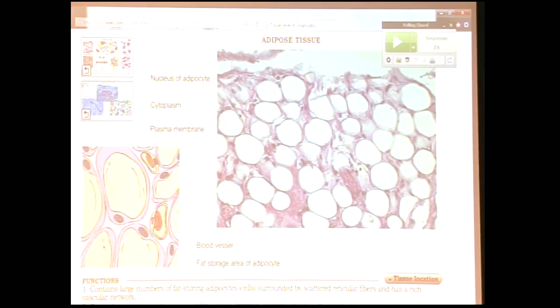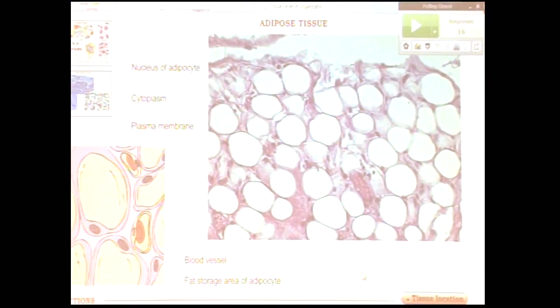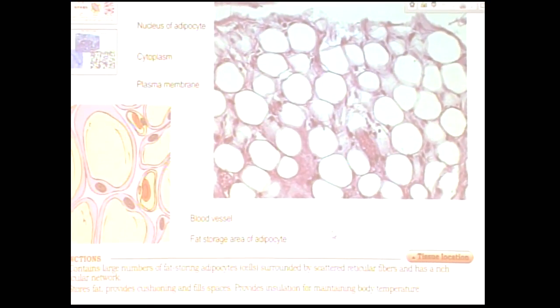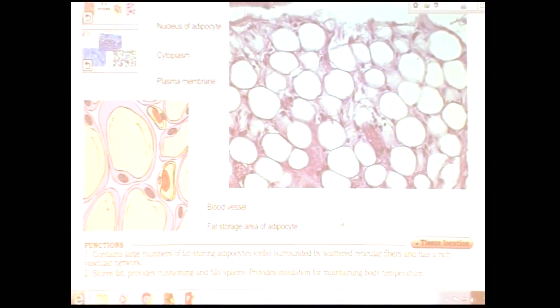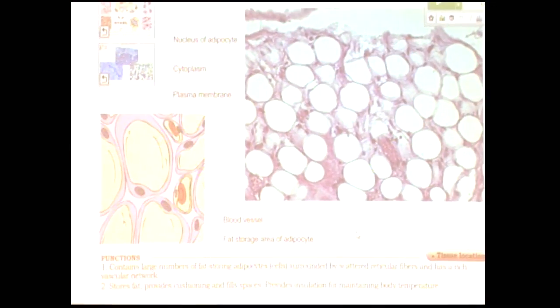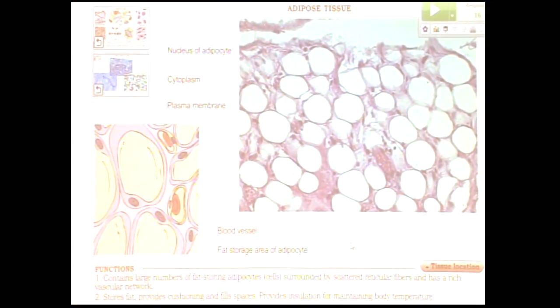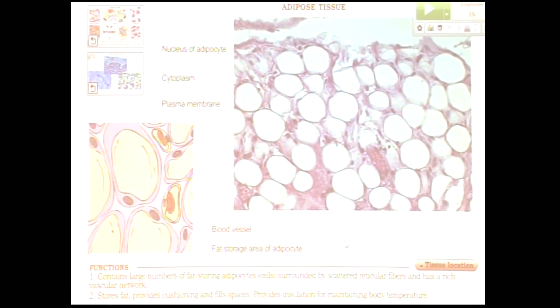So adipose tissue is obviously where you have big fat stores. And it also provides cushion. So, for example, there's a whole bunch of adipose tissue behind your eyeball, so that if somebody smashes your eye, it kind of has some cushion behind it and doesn't just squish and burst or something.